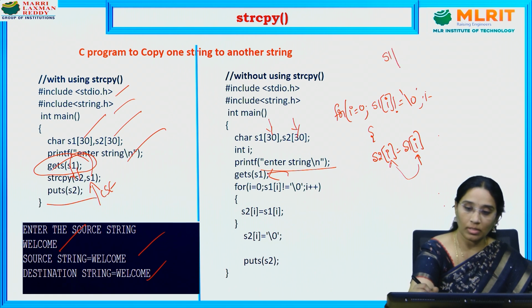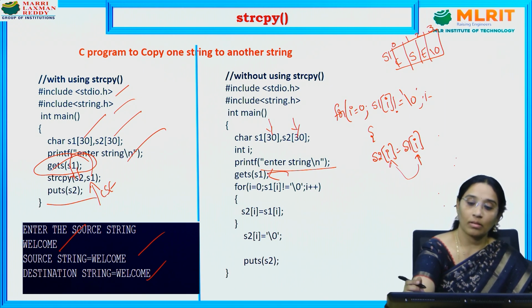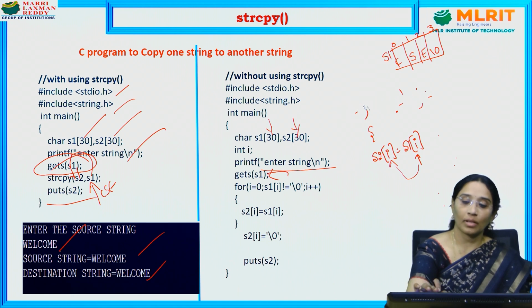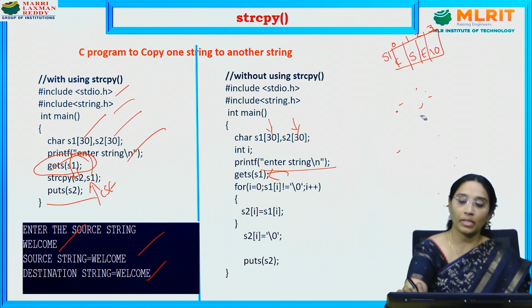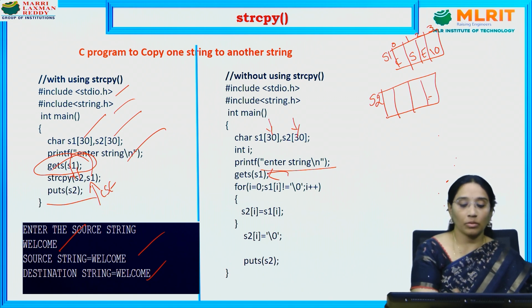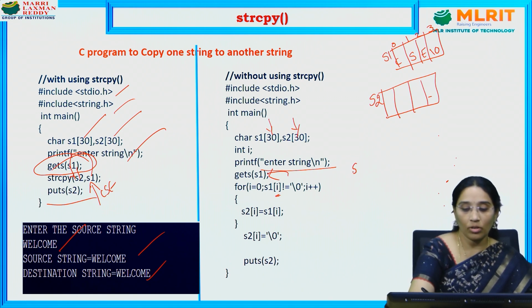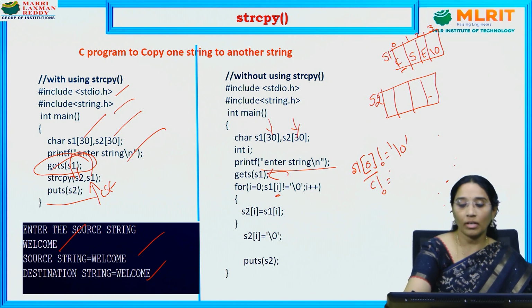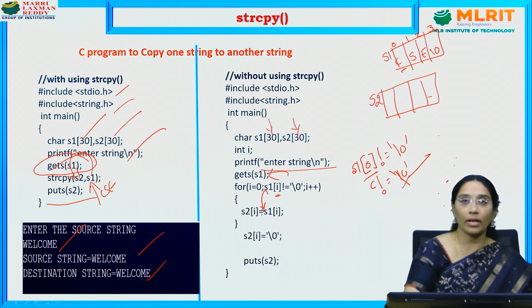So, consider the two strings. Here I am writing how it is represented in memory. It is 0, 1, 2, 3, and the name of the string is s1, and we have to copy the data that is in s1 to s2. So, we need another string, that is s2. Here, s1 of i is initially 0, not equal to null character. s1 of 0 is C. C not equal to null character, condition true. So control will enter inside the for loop.